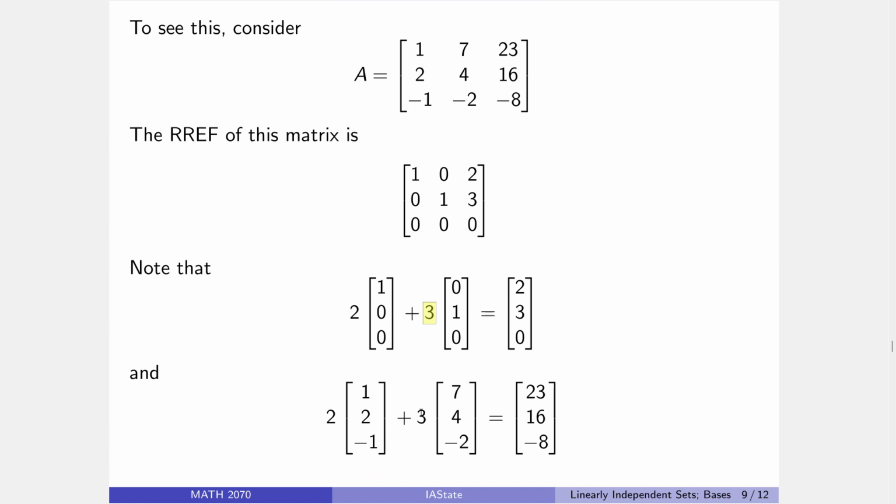Right, so you can verify 2 plus 3 times 7 is 23. 2 times 2 plus 3 times 4 is 16. Negative 2 plus 3 times negative 2 gives me negative 8. Right, and so this will actually always happen.